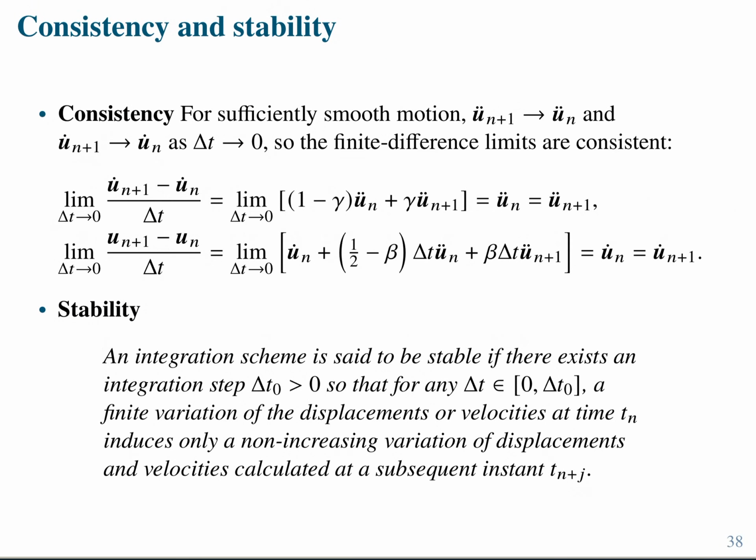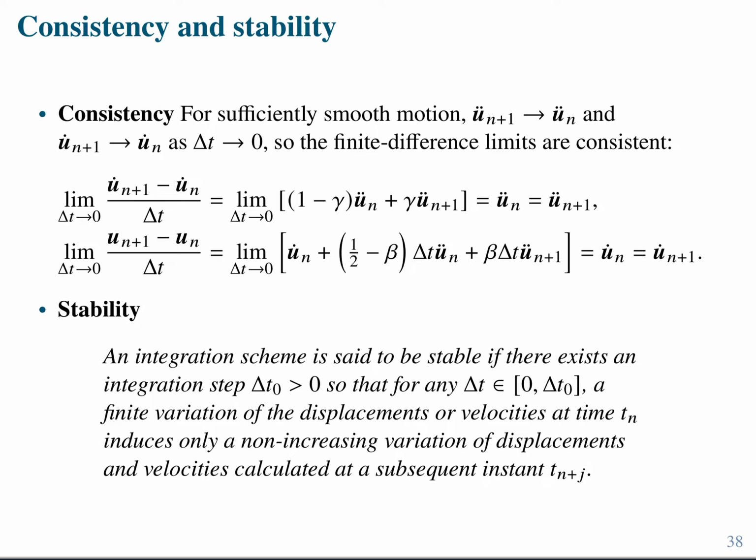The stability is something different, right? We don't want a method that blows up. So the method has to be stable. Blows up means that displacement grows unbounded, for instance, right? Or it starts oscillating and it oscillates more and more over time. This makes no sense. There are methods that are unstable.